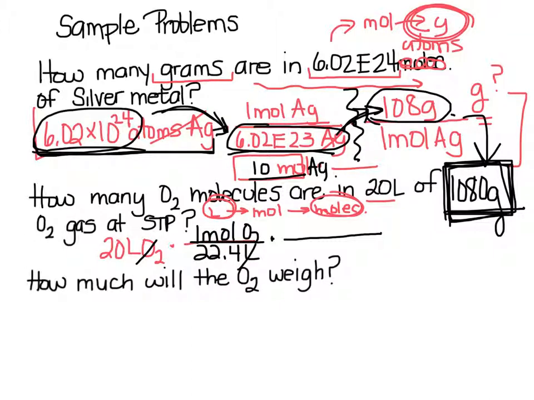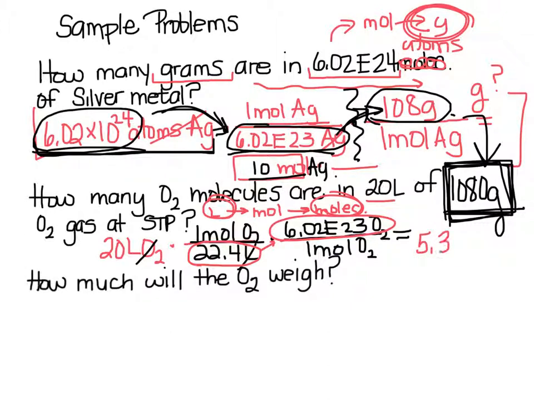But since they want molecules, we can go one step further. Right now we have moles on the top, so we're going to put moles on the bottom, and 1 mole of oxygen gas is 6.02 times 10 to the 23rd molecules of oxygen gas. And now we're going to work our way across. We're going to first divide by 22.4, then we're going to multiply by 6.02 times 10 to the 23rd. Okay, and I get 5.375 times 10 to the 23rd molecules.